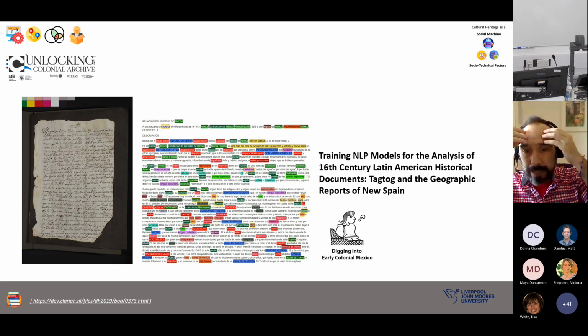So Unlocking the Colonial Archive is based on a previous project called Digging into Early Colonial Mexico, where the gazetteers, does anyone have any empty screens? Let me know.